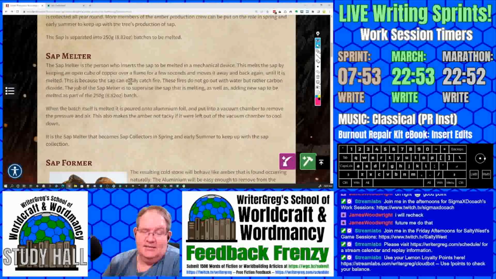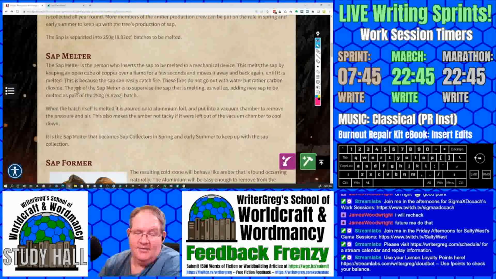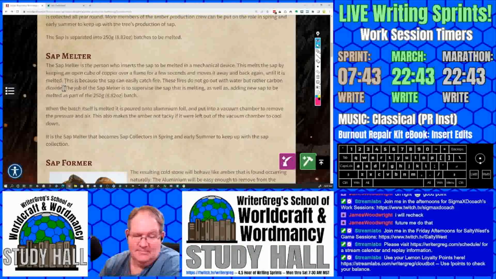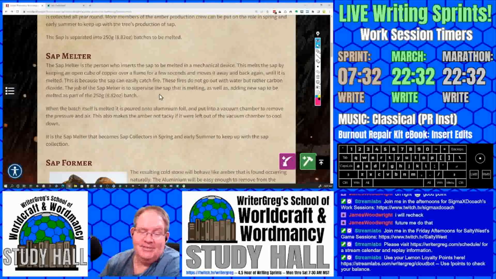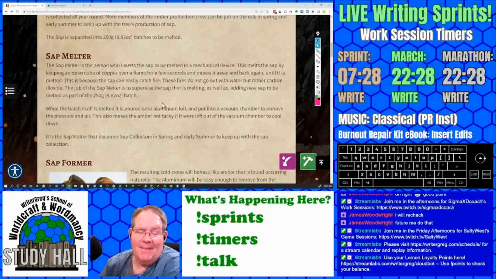This is because the sap can easily catch fire. These fires do not go out with water, but rather carbon dioxide. The job of the sap melter is to supervise the sap that is melting, as well as adding new sap to be melted as a part of the 250-gram batch.